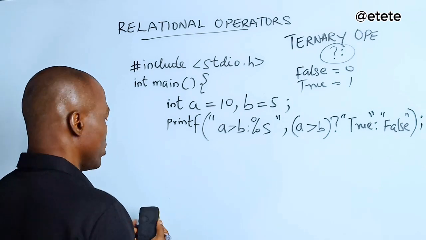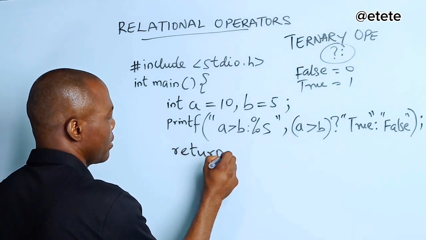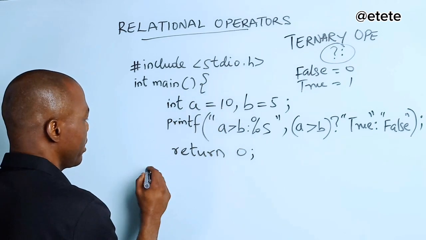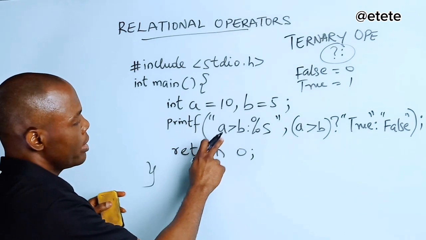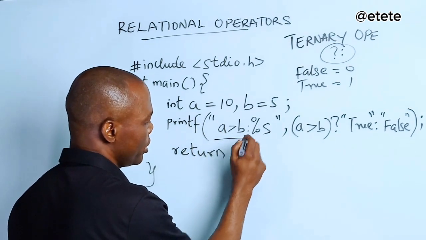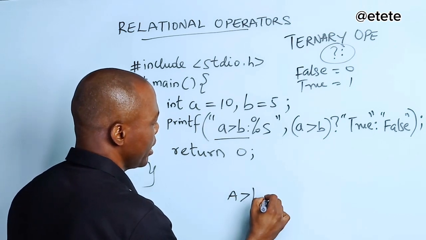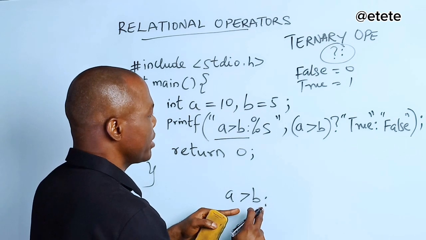So all I need to do is come back here and I will say return 0. I'll close this statement, then my curly bracket. So this one is going to test it. It will print out this one on the screen. It will print out A greater than B, then colon, sorry, A greater than B, that is the question.